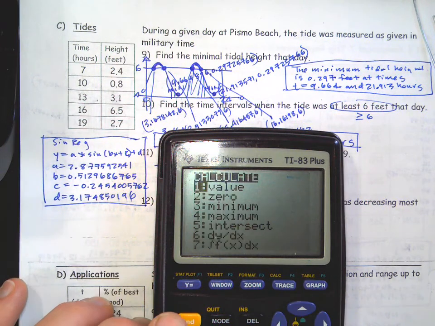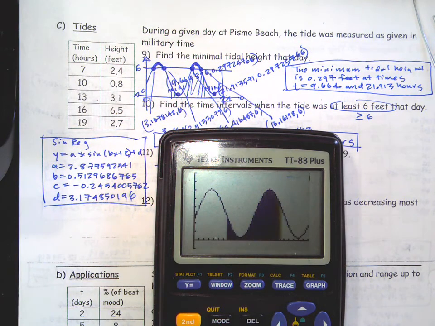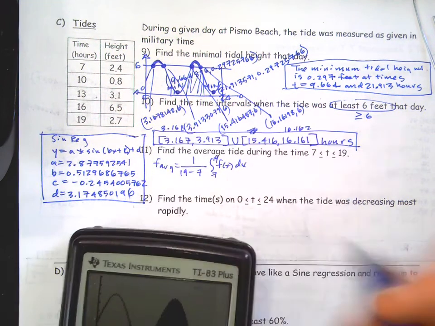So I can calculate number 7. We're going 7 to 19. It should shade it in, right? It's kind of what we expected. Something like that. Gives you the answer. Let's go ahead and write that down.